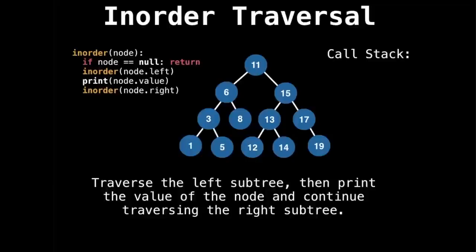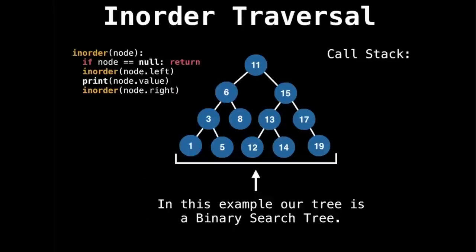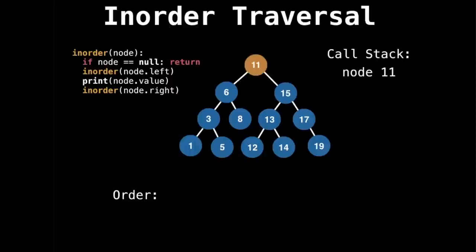So how in-order traversal works is we traverse the left subtree, then we print the value, and then we traverse the right subtree. And for this example, I'm going to be using a binary search tree and not just a generic binary tree. And you'll see something interesting happens. We push node 11 on the stack because it's our root. Then we go left. Then we go left again. Then we go left again.